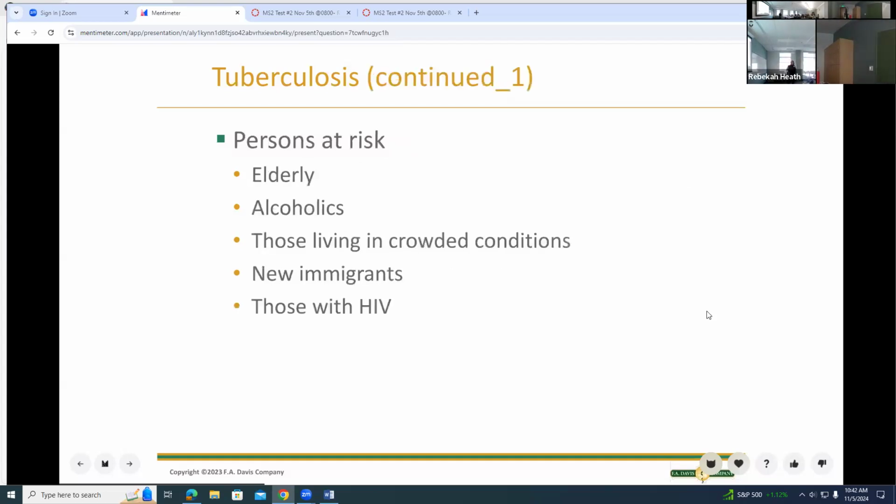So with TB, who's at risk? Well, I know we talked about old, young, and immunocompromised, but we also have new immigrants, people from different countries. They might not have the same vaccinations, the same healthcare, so there are more risks of having TB. And then those with HIV, which falls into the immunocompromised bucket.